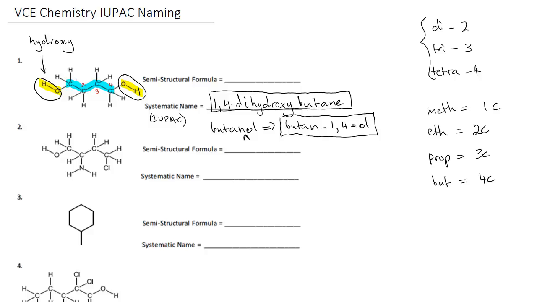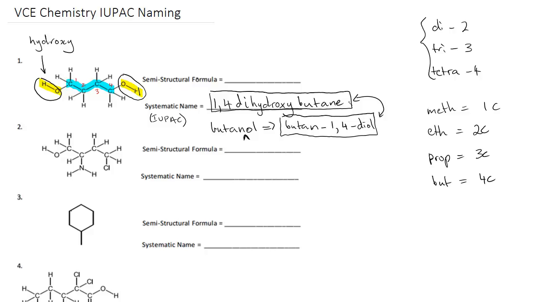So now I've made a mistake there, and the mistake that I made is I forgot to add in the di. And the di goes at the very end in front of the ol. So it's called diol. So it's butane 1,4-diol. So these two are exactly the same name.